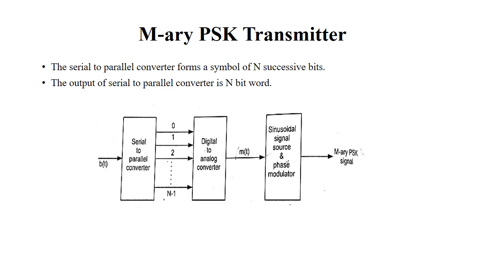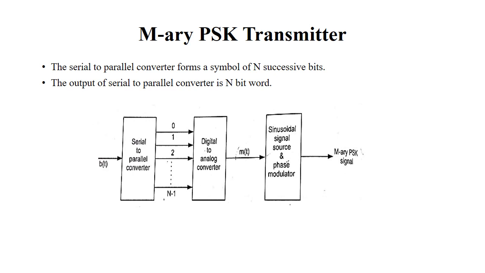Next we are going to see about the M-ary PSK transmitter side. So here the simplified M-ary PSK transmitter contains the serial to parallel converter which will form the symbol of N successive bits. So the output of the serial to parallel converter is N bit words. So the digital to analog converter output will remain unchanged till the last Nth bit is received. So depending upon the input N bits, the output of the digital to analog converter is defined. So this output is m of t, and again the serial to parallel converter will start taking the bits for the next N words.